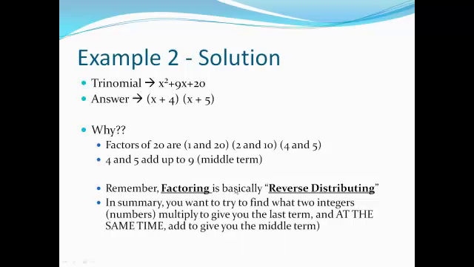Remember that factoring is basically reverse distributing. And in summary, you want to try to find what two numbers or integers multiply to give you the last term, and at the same time add to give you the middle term. So again, in this example, 4 times 5 will give me 20, but 4 plus 5 will give me 9. That's factoring.